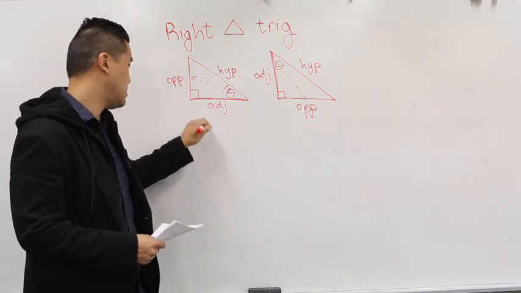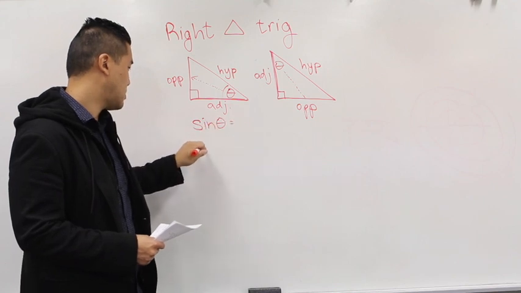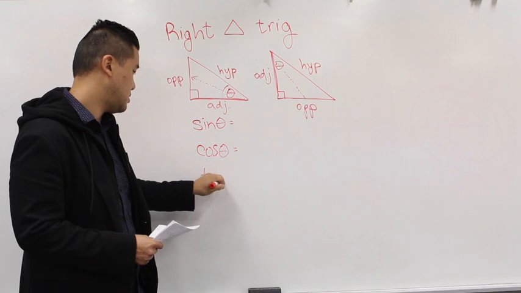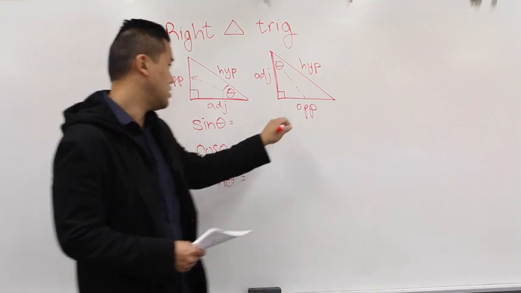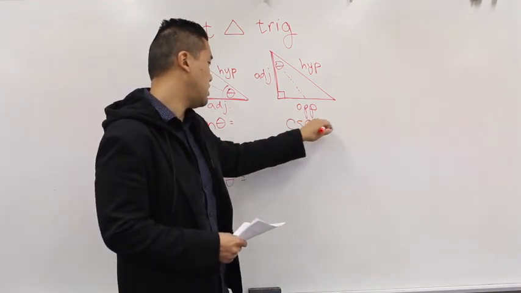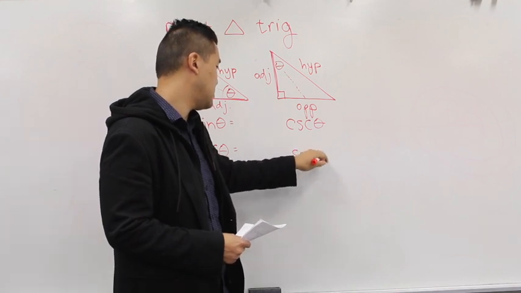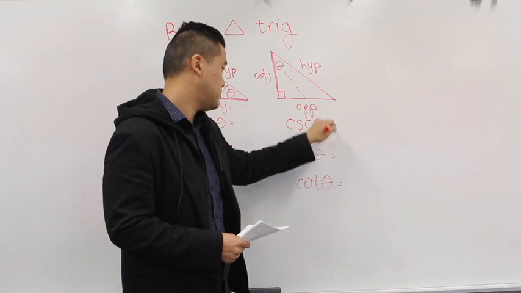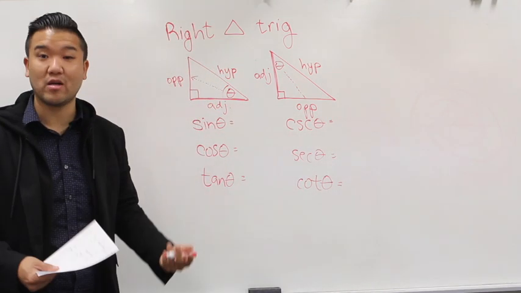Alright, so there are 6 trig functions. There's sine theta, cosine theta, tangent theta, and then there's the reciprocal ones: cosecant theta, secant theta, and cotangent theta. Remember, theta is an angle.